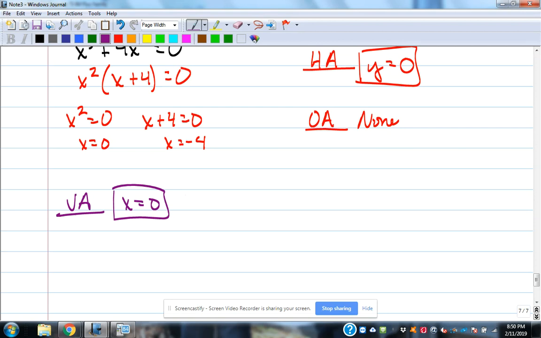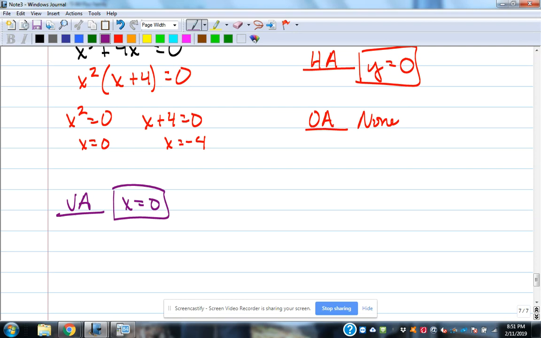What ends up happening to the graph, we'll talk about this next week, is there's a hole that exists at that x value. At -4, there's an empty circle on the graph. We'll talk about that some next week and get a little deeper into solving some of these equations. All right, so we got a vertical asymptote at x equals 0.